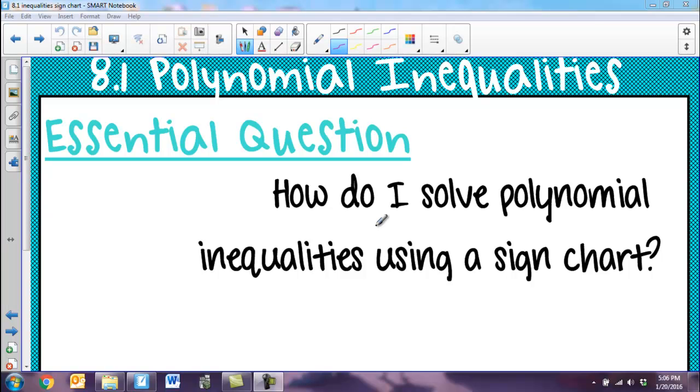Today we are starting Unit 8, and we are going to first talk about polynomial inequalities. What we're going to be using in order to solve a polynomial inequality is a sign chart. You may have seen these before. If you haven't, just hang tight and I'll show you how to do it. Here's your essential question: How do I solve polynomial inequalities using a sign chart?